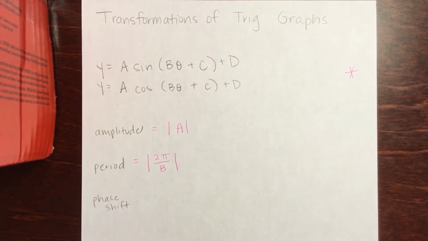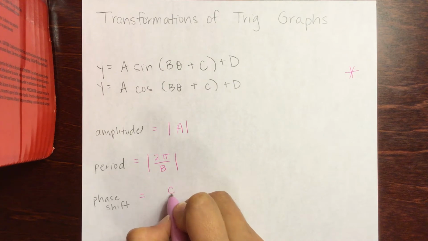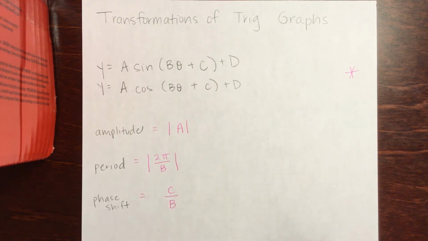And last, the phase shift. We never did anything with a B and C value in this class before, but now I am going to give you some that have B and C values. So we can't just straight up say the C value is what changes it to the left or to the right. It's the C value over the B value.